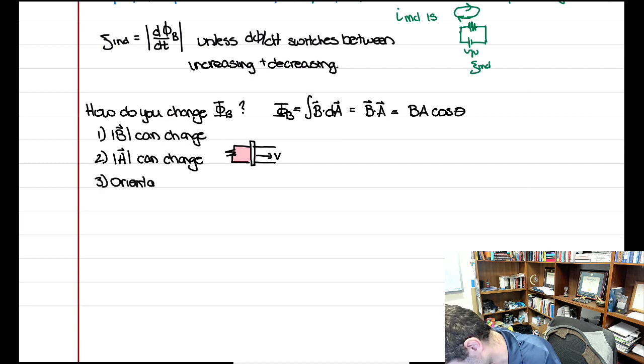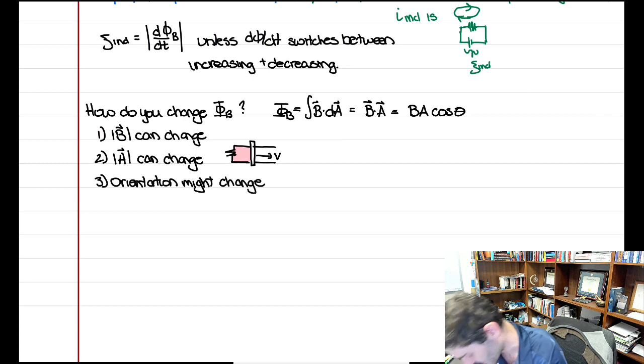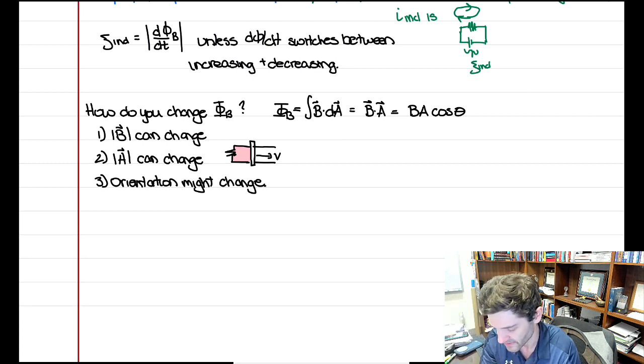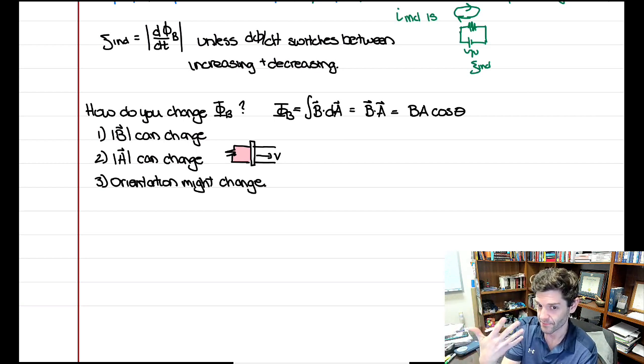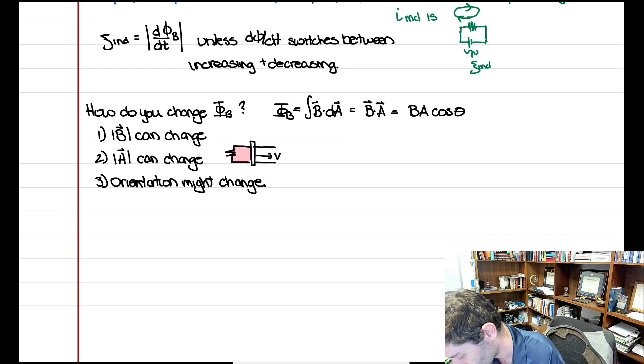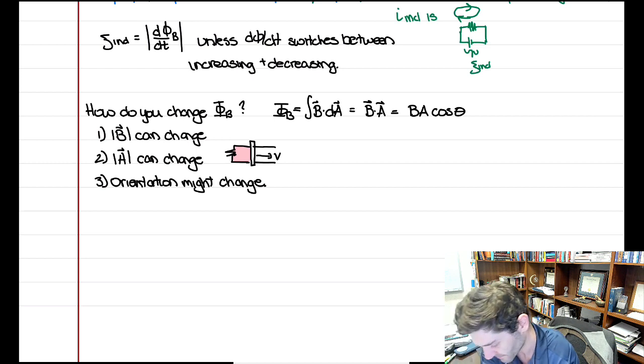Or three, the orientation might change. Maybe the field rotates. Maybe the circuit rotates. My pendulum comment. That is going to then change the amount of field lines that is going through a surface if that surface is changing its orientation in space.